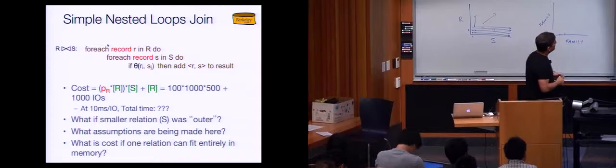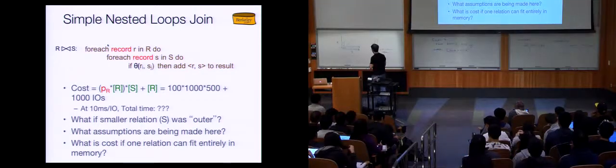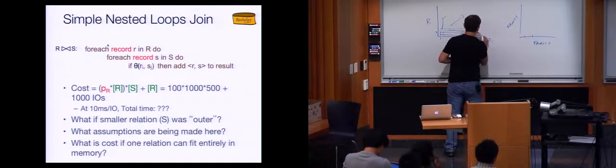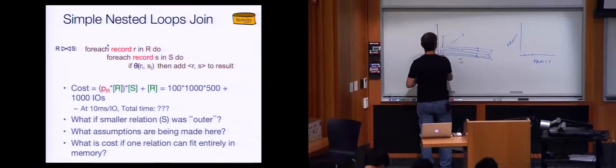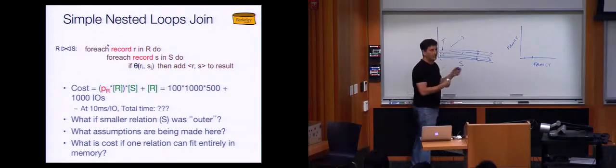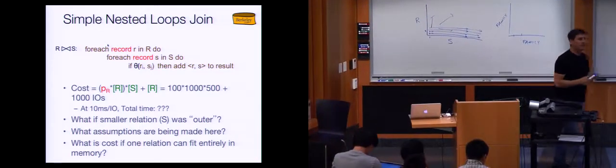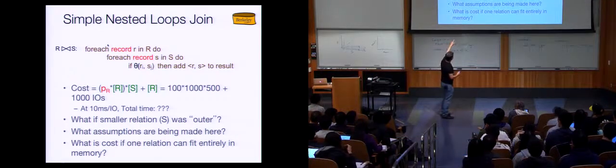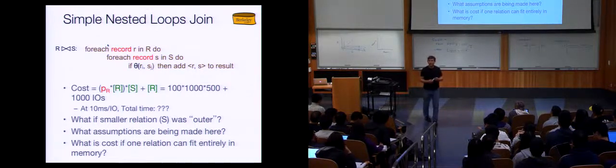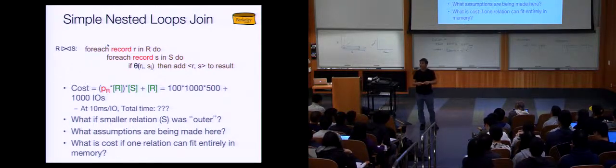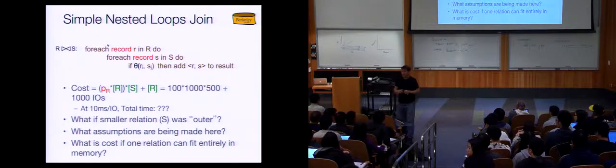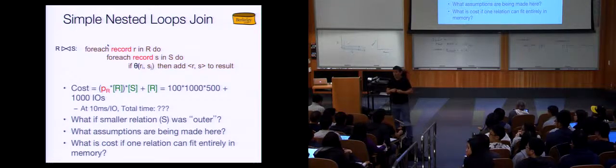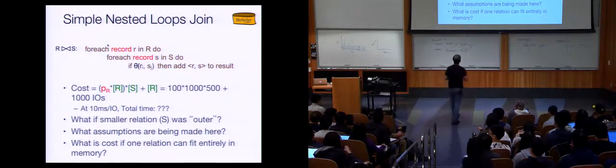So would it be better if we made the smaller relation the outer? If, say, S is really long, is it better to do R as the outer loop and S as the inner loop, or the other way around? In this case, R was the bigger relation, I believe. Would it be better the other way around? Smaller one should be on the outside.